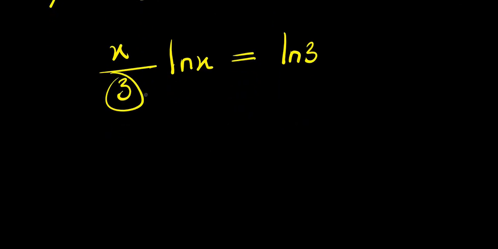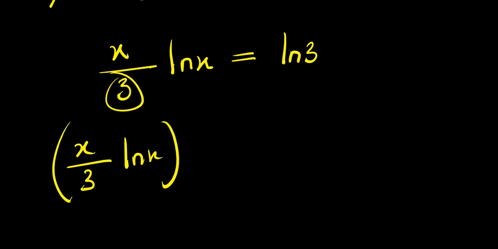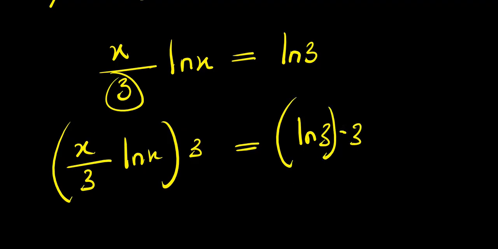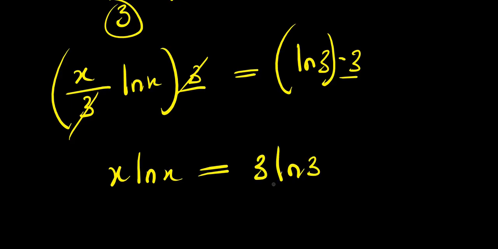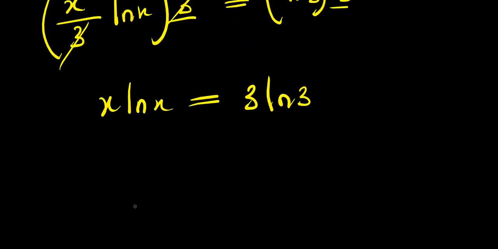To eliminate this 3, you multiply both sides of this equation by 3. You have x divided by 3 times ln x times 3 equals ln 3 times 3. So this will cancel this 3 here. We have x times ln x equals 3 ln 3. Because there's x and there's 3, we compare them, x equals 3.